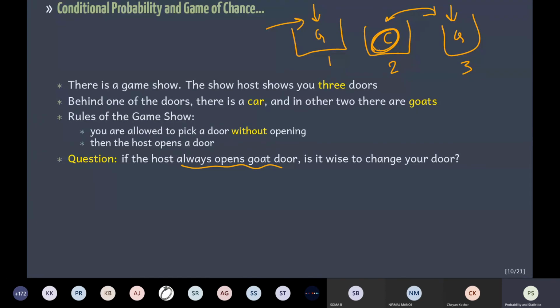So do you see any intuition with whatever probability we have studied, and even conditional probability we have studied, and so on? What does your intuition say? What is the likelihood? We are talking about likelihood. These are not certain things. So what do you think? Would you recommend changing, or would you recommend sticking?